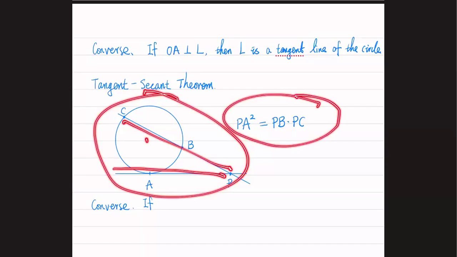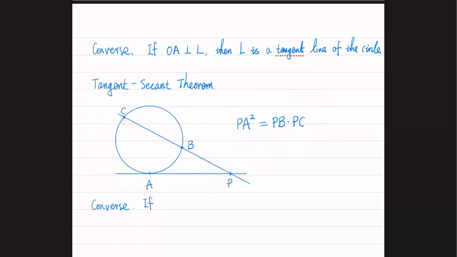Oh, I think I have it. Okay, Aaron, what would you say? This is just a big shot, but okay. PA squared equals PB times PC. Then PA is a tangent line. Was it right? Yes.